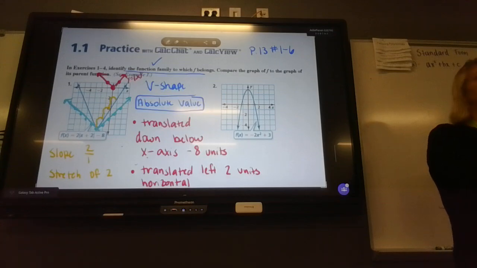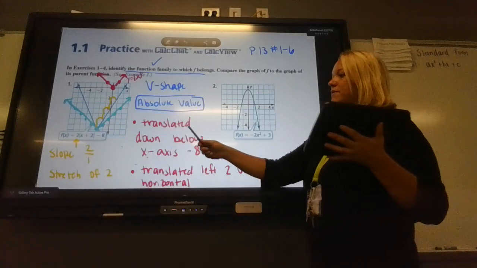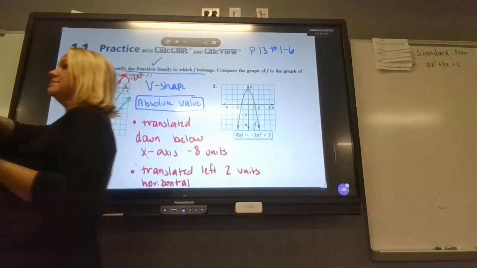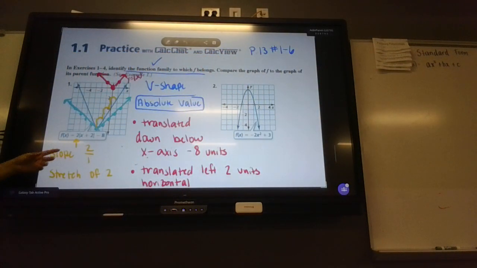And I can point out for you exactly where in the equation it says steeper. That 2 in front of the absolute value is what has made it steeper. The minus 8 at the end of the equation is what shifted it down. And the plus 2 in the bars is actually what shifted it left. We have that left. Thank you.